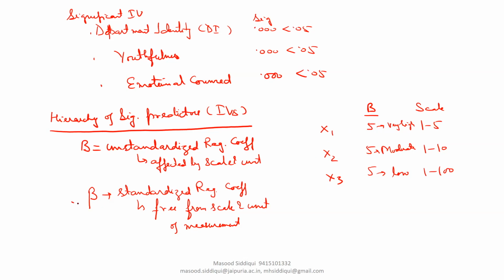So that's why we always create the hierarchy using the beta value, right? We will create the hierarchy using the beta value, or standardized value. So we will consider the standardized value of these predictors. Let me have the output.